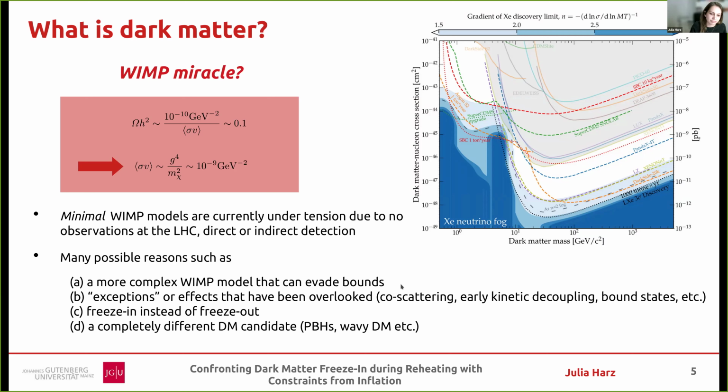For instance, a more complex WIMP model, such that we can evade these bounds. It could also be that there are exceptions, the famous three exceptions that are always added on, like early kinetic decoupling, other effects like bound states, or that we have a completely different dark matter candidate, for instance primordial black holes, wavy dark matter, et cetera. Or, instead of the freeze-out picture that we have for the WIMP, we have a freeze-in model. And this is exactly what I want to concentrate on today.